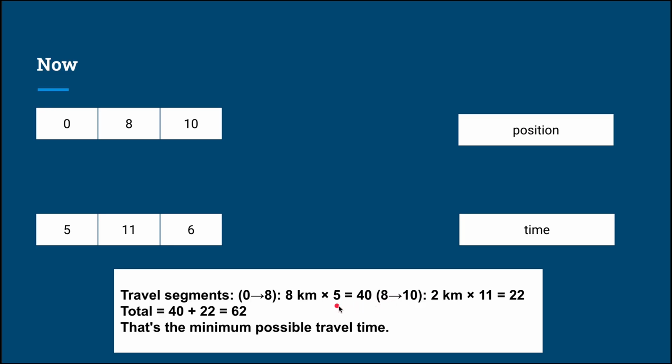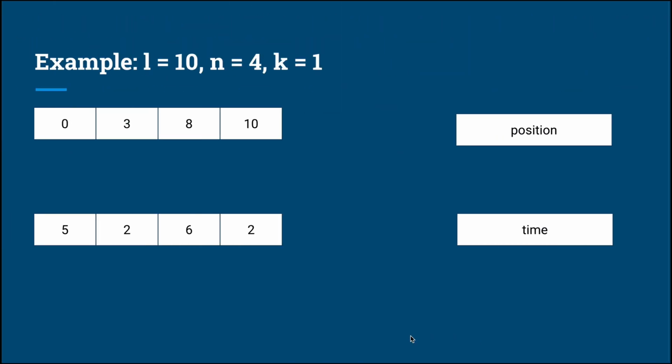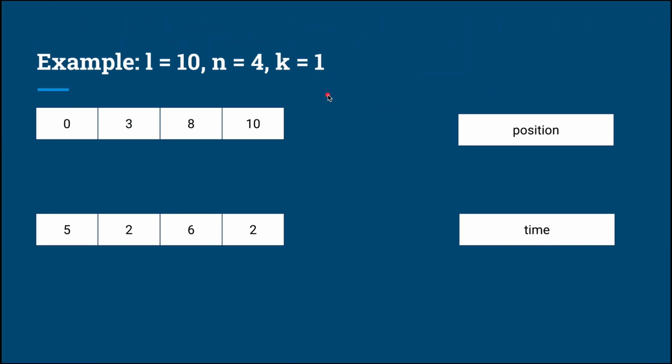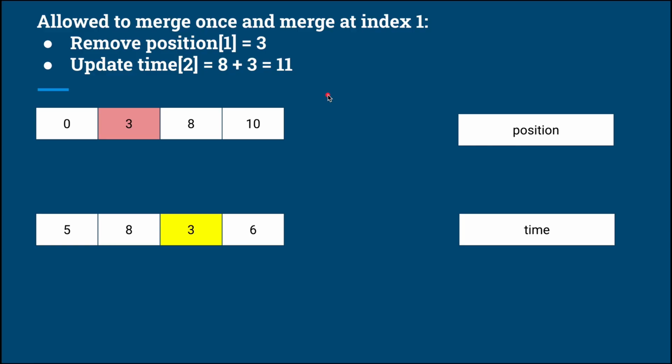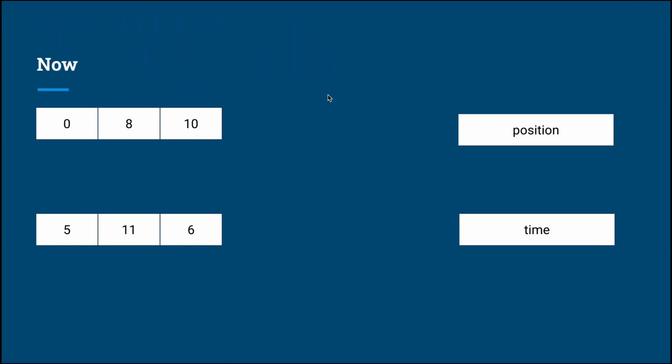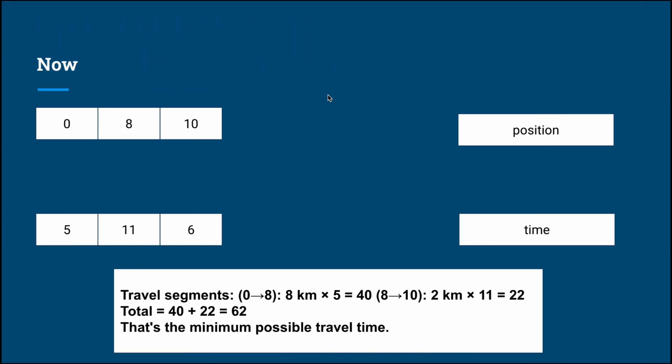Next, we have 8 to 10, which means from 8 to 10 is 2 kilometers. So 2 kilometers into 11 will become 22. So the total will become 40 plus 22, which is 62, right? And that's the minimum possible travel time for this case, because we are given that the merge count k is 1. So only one merge we have to do. So that's the minimum possible travel time, and you have the answer 62.